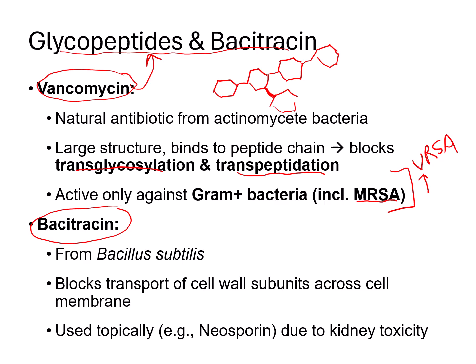Bacitracin blocks the transport of peptidoglycan subunits across the cell membrane, and it's used topically on the skin, such as in Neosporin, due to kidney toxicity if it's taken internally. These days, however, the trend seems to be that dermatologists do not recommend Neosporin due to allergic skin reactions, limited benefits, and also due to contribution of Neosporin to antibiotic resistance, especially in Staphylococcus aureus and Pseudomonas aeruginosa.